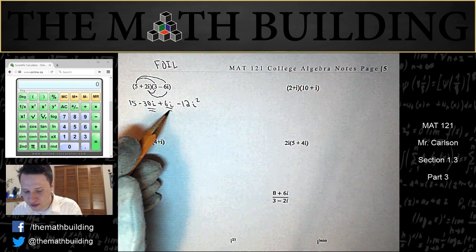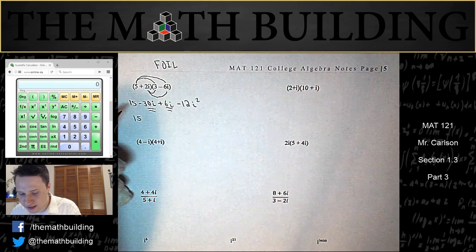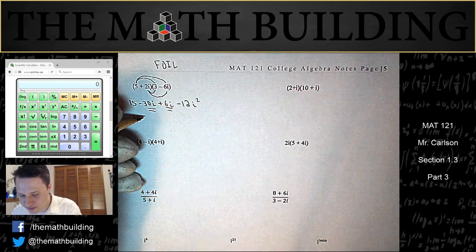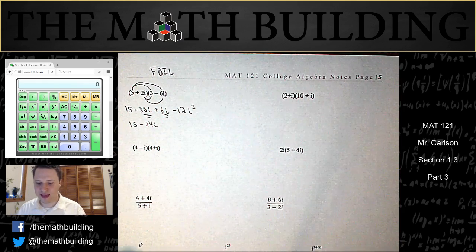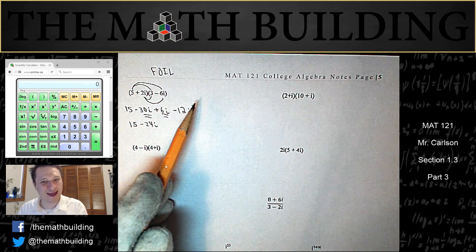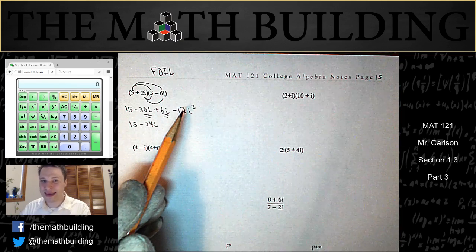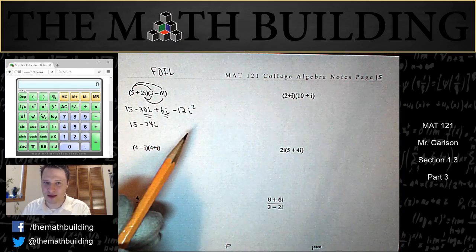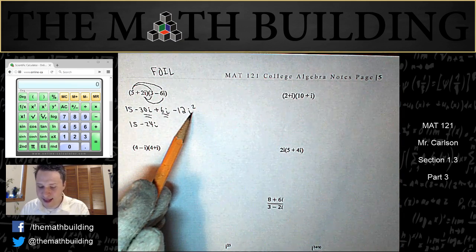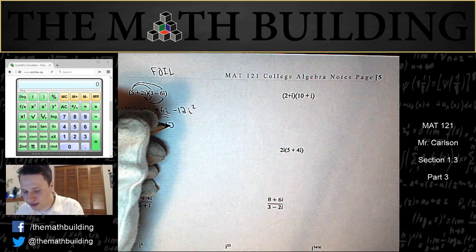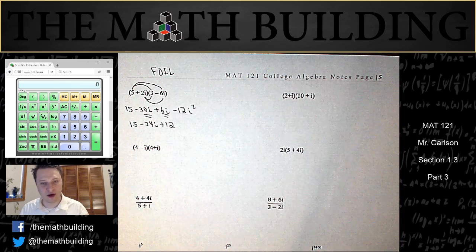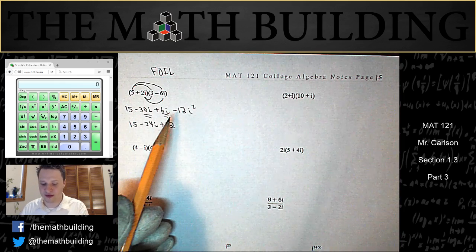You notice that these two combine. So 15, negative 30 plus 6 will be negative 24i. Now, what happens with this last thing? Remember that i squared is equal to negative 1. You really need to know that. So i squared is negative 1, and so negative 1 times negative 12, it just flips the sign. So that's something to get used to, but it's nice.